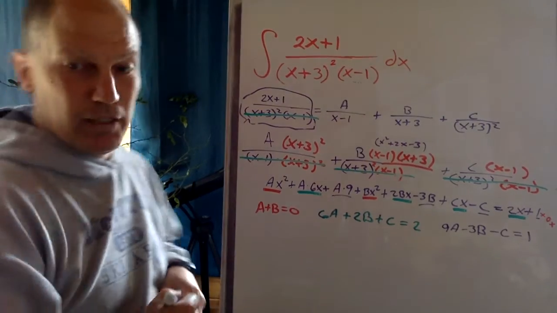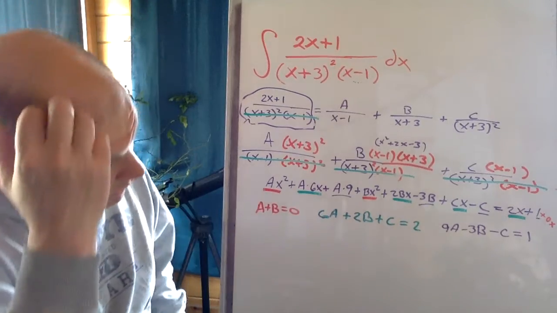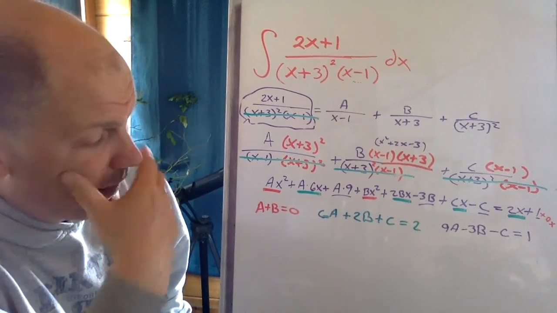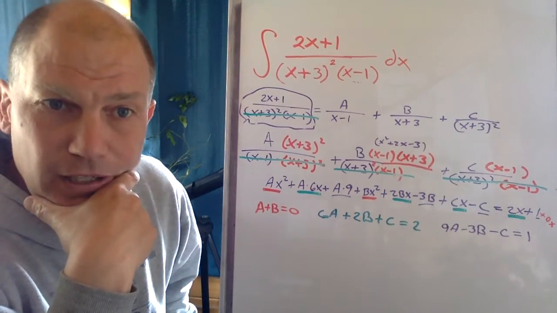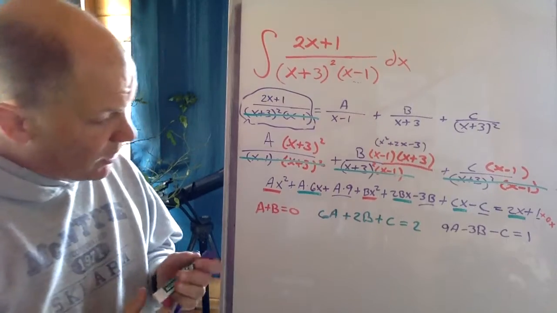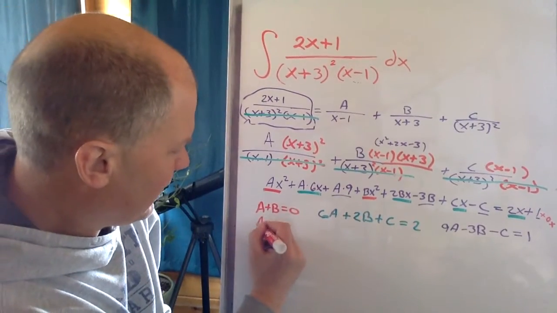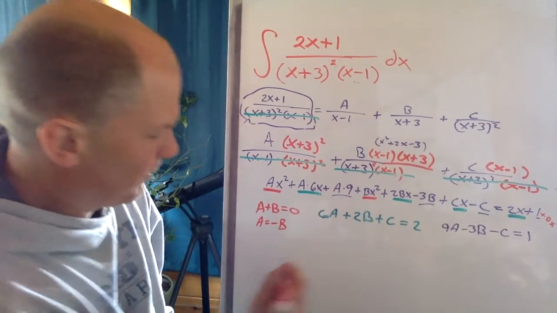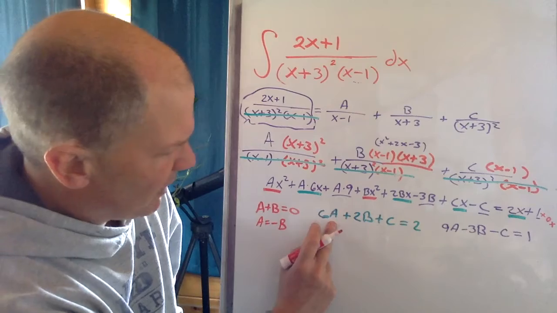So we have 3 equations and 3 unknowns, and we can solve these equations by elimination. I guess you could use matrices, which we haven't covered in this class yet, so I'm not going to do matrices. I'm just going to solve this with elimination. So over here I can say a equals negative b. Well, if a equals negative b, now everywhere I see an a, I can have a negative b.